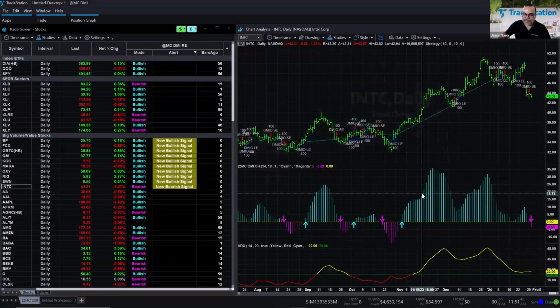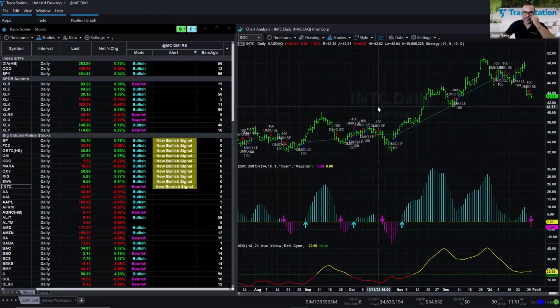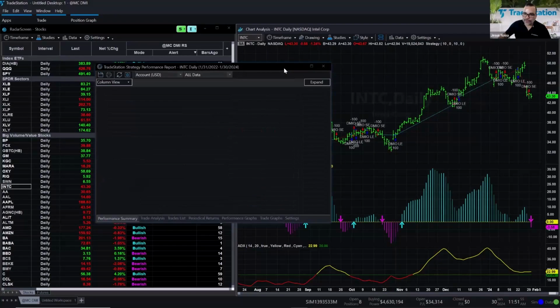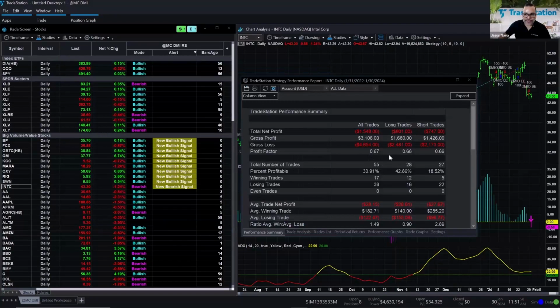But that's my class today. I wanted to show you all the different tools that you have available in order for you to analyze the DMI values. Oh, by the way, the strategy that I have here on the chart, I can quickly go to data and load up the strategy performance report. Now, by having the strategy performance report visible, I'm able to click on the symbols here on my RadarScreen and see which one provides good results by following the DMI signals.